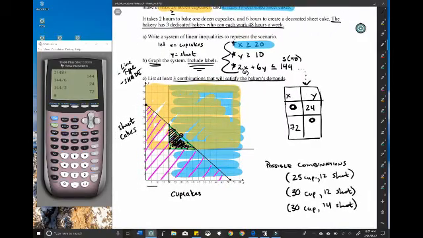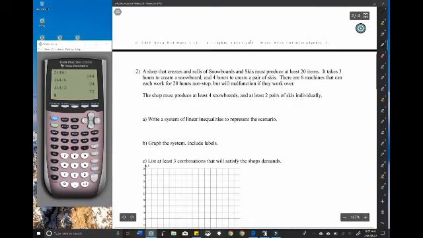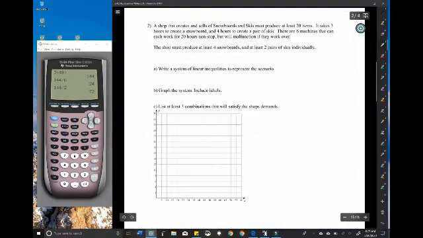Remember your graphing techniques. Okay, use the table, especially for most of these problems. That makes it nice for you. Okay, moving on to the next example. Okay, a shop that creates and sells snowboards and skis. So they must produce at least 20 items.